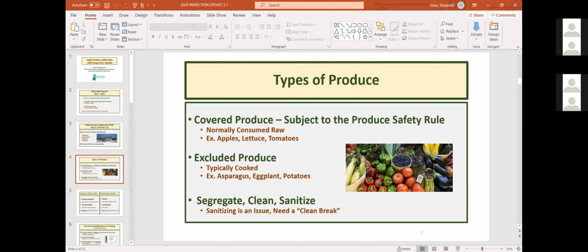So the ones that we're looking at are the RACs, the raw agricultural commodities. Now, if you're growing both covered and excluded produce, and you're not growing the excluded produce to the standards of the produce safety rule, then you'll have to segregate, clean, and sanitize in between those two commodities.